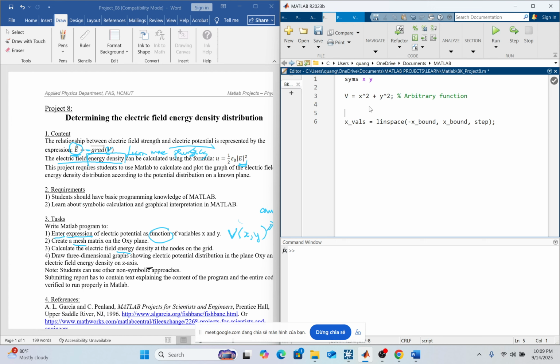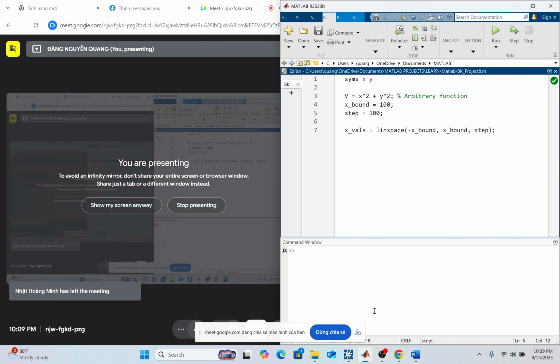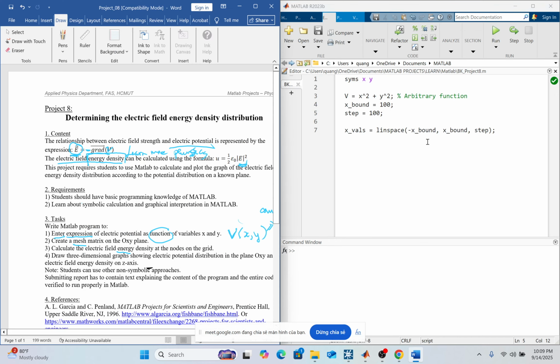I assume I can declare x bound equal 100, and my step can be 100, which means that my x will range from minus 100 to 100, and there are going to be 100 values of x that I'm plotting. It can be like minus 100, minus 98, minus 96, minus 94, right? It means that it's not infinite, it's finite.